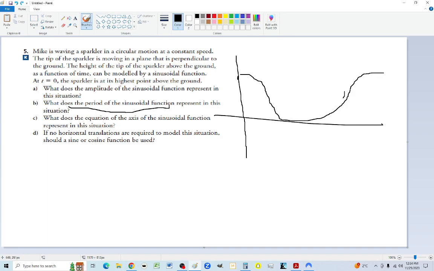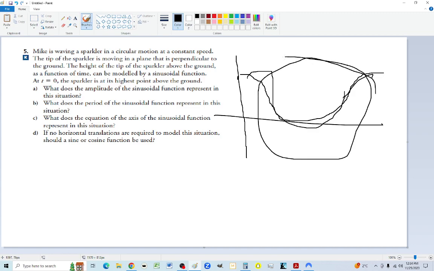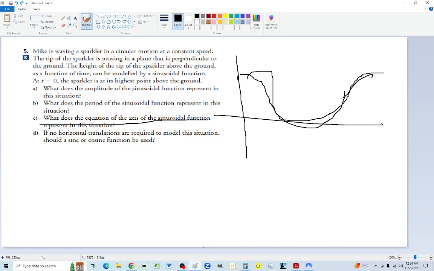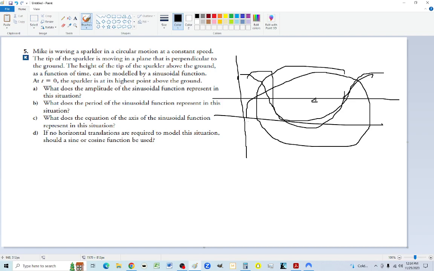What does the period of the sinusoid represent in this situation? One full circular motion. What does the equation of the axis of the sinusoid represent in this situation? The axis of the circle that he's spinning around.